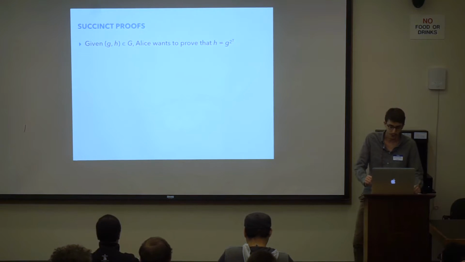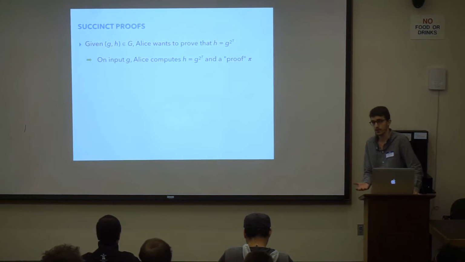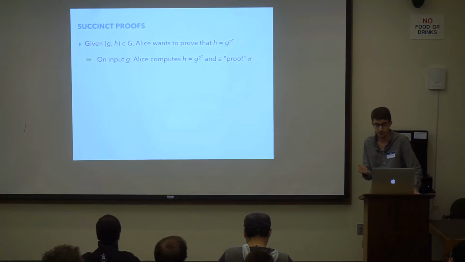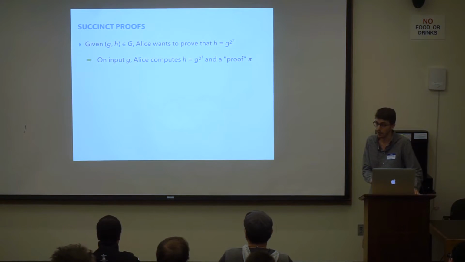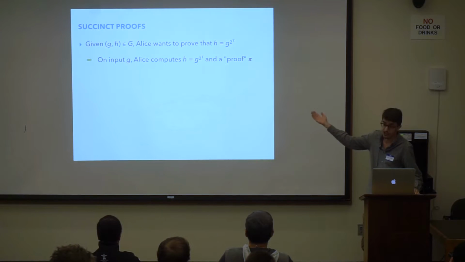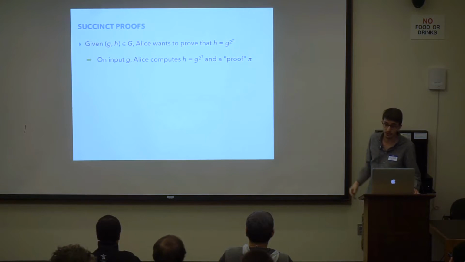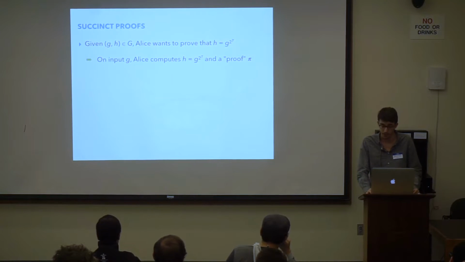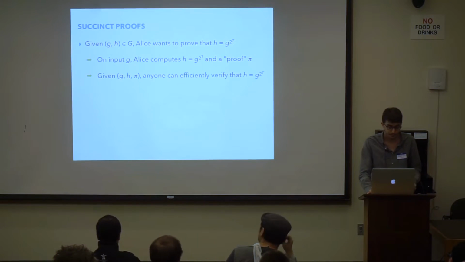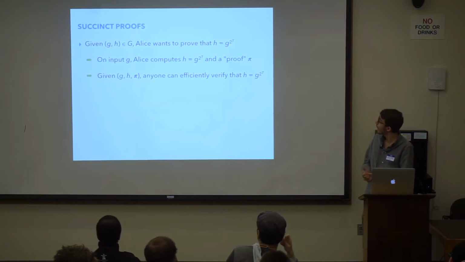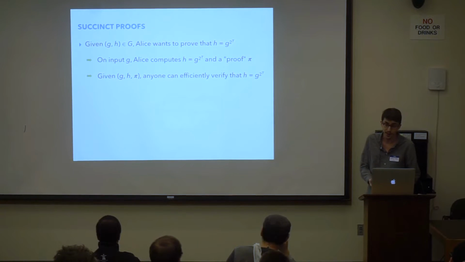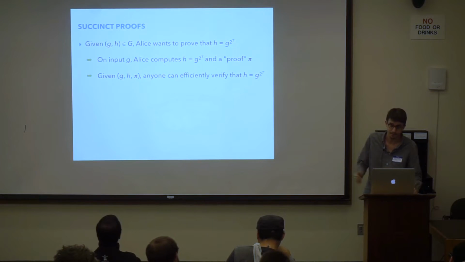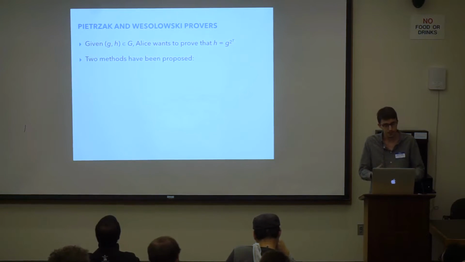So here's the problem we're trying to solve. Alice wants to prove that h is the correct output. And the way it's going to be done is thanks to some auxiliary proof. So when Alice is evaluating the VDF, not only is she exponentiating g t times to obtain h, she's also computing some kind of proof, which is a helper for everyone else to verify that the computation has been done properly. We will call this pi the proof. And now, given the triple g, h, and pi, anyone can efficiently verify that h is g to the power 2 to the power t.